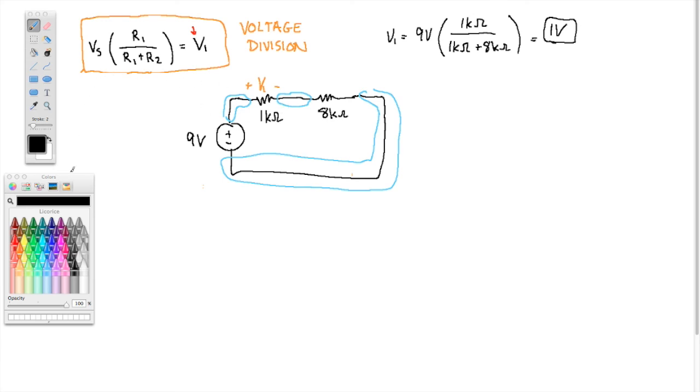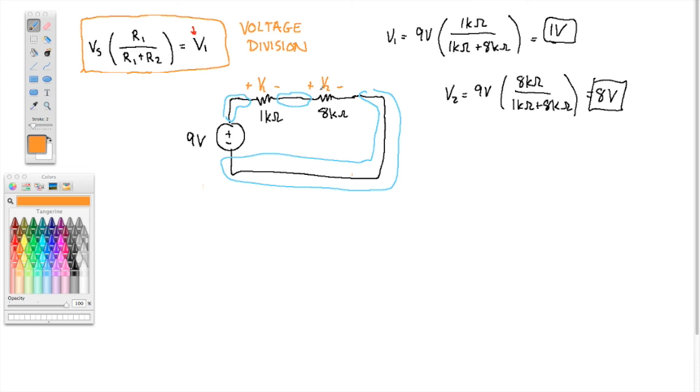Now, suppose I want V2. Well, at this point I have some options, but let's use voltage division. So if I want V2, I can get it quickly. 9 volts, the voltage across the combination, times the resistor whose voltage I want, 8 kilo ohms, over 1 kilo ohm plus 8 kilo ohms. That's 8 volts. 8 volts there.